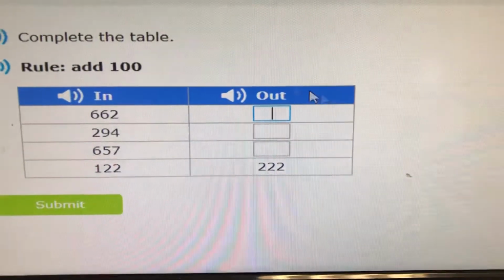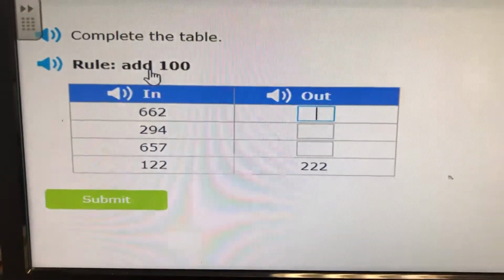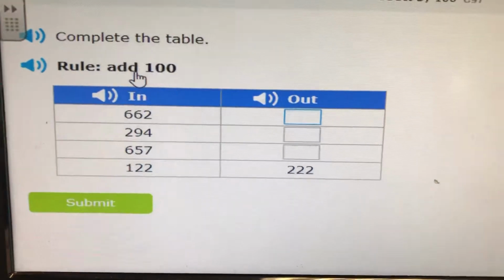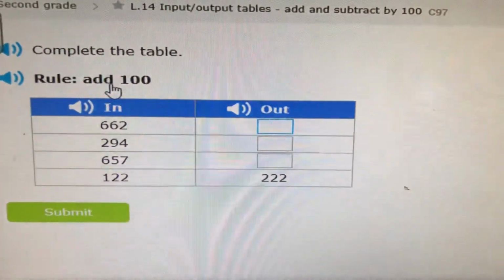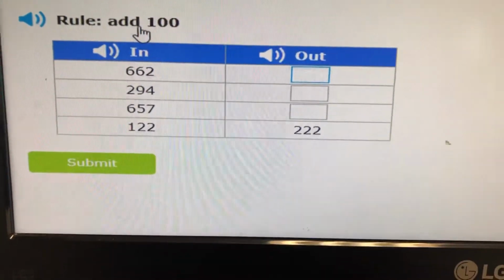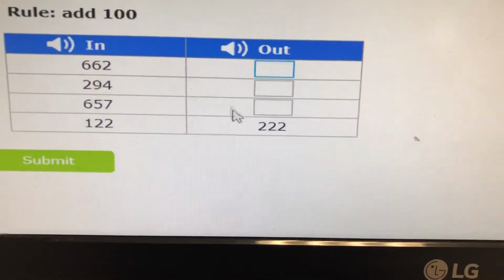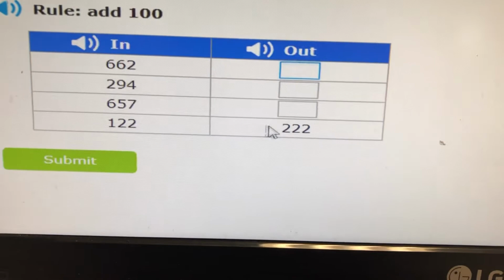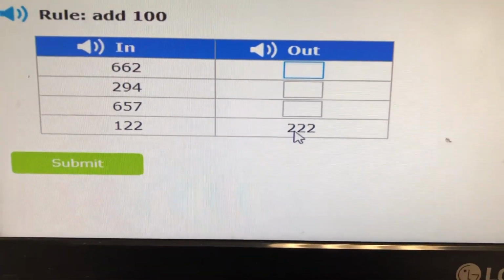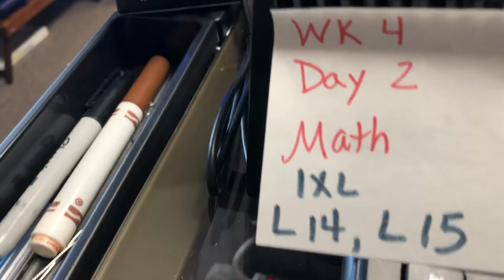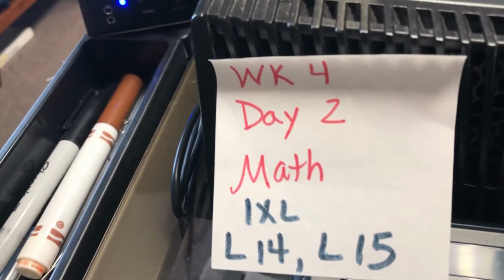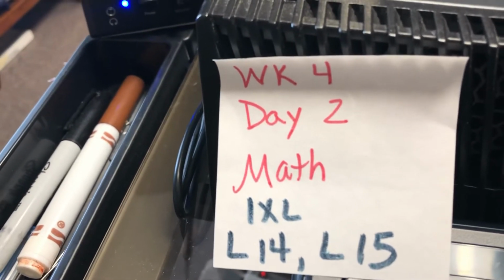So remember, here they have the rule, but on L15 and I think later in L14, they won't give you the rule, boys and girls. You have to come up with it. And remember, always look at what they gave you and figure it out from there. So I'm asking you to work on IXL, L14 and 15 sometime during week 4.